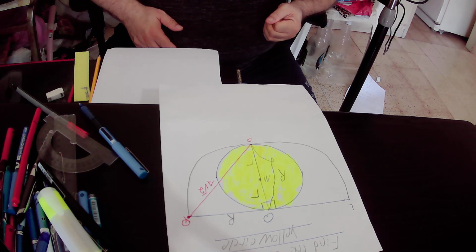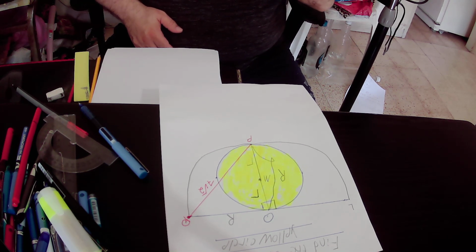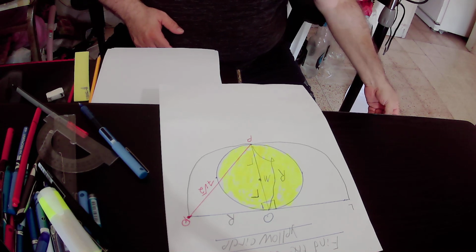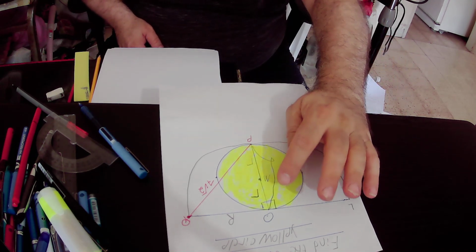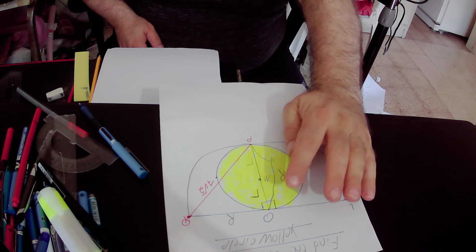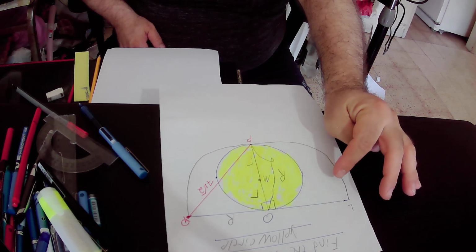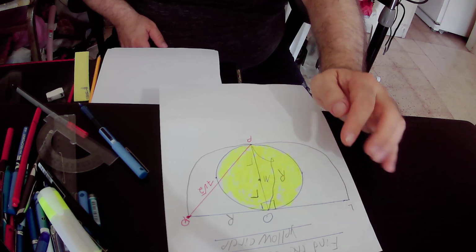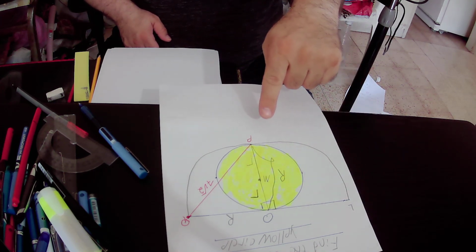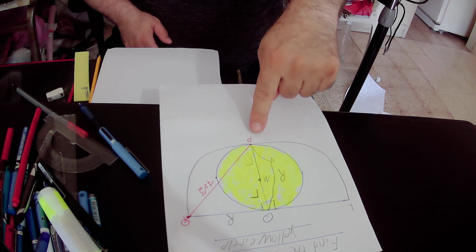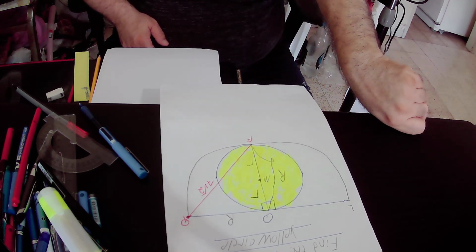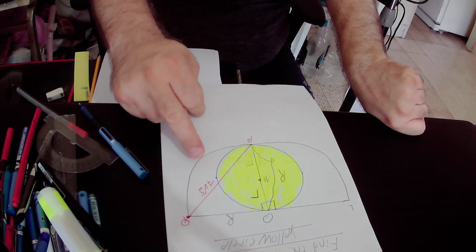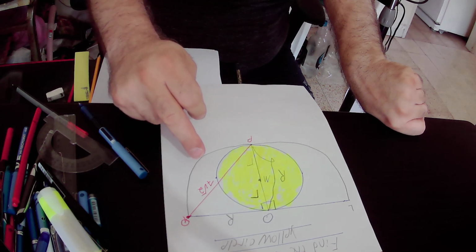Okay, so we connected. We have here a semicircle where O is the center of the semicircle, and the point of contact between those two circles, the yellow circle and the semicircle, is point P, and PQ equals 7 times root 2.